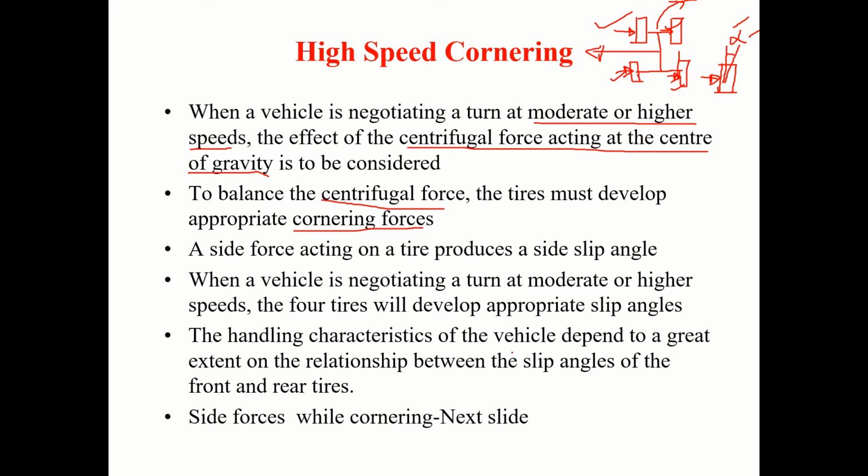The handling characteristic of the vehicle depends to a great extent on the relationship between slip angles of the front and the rear tires. That's very important. Here also you'll get a slip angle, here also you'll get a slip angle. Correct. Now you can call this alpha F, and here alpha R. So the relationship between alpha F and alpha R is very, very important.